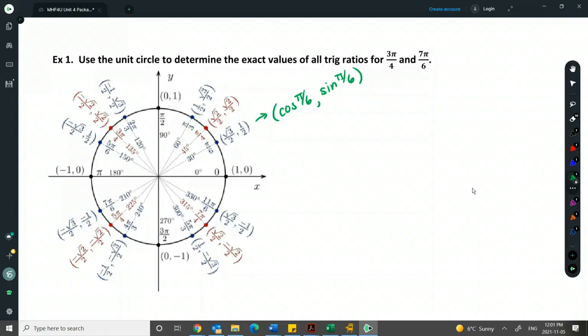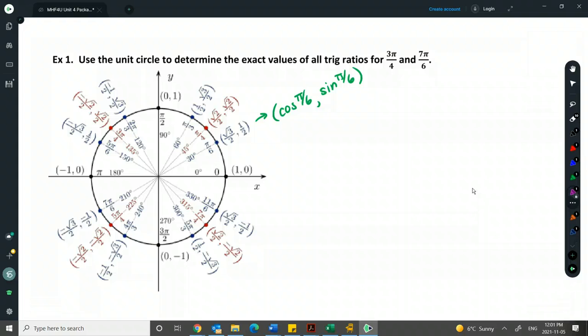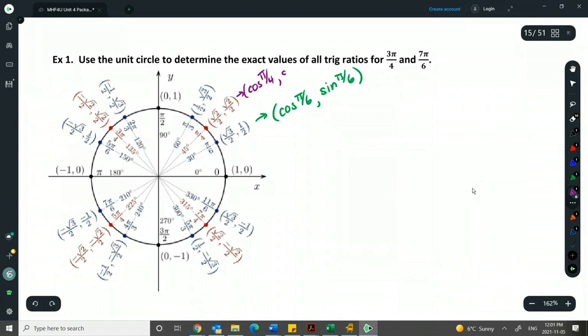Similarly, at the pi over 4 location, the x, y coordinate is labeled as root 2 over 2, root 2 over 2. This should be equal to the cos of pi over 4 and the sine of pi over 4 at this location. So that's where these points are being generated from. Now, we usually say cos of pi over 4 is equal to what? What would this be equal to from the special triangle?